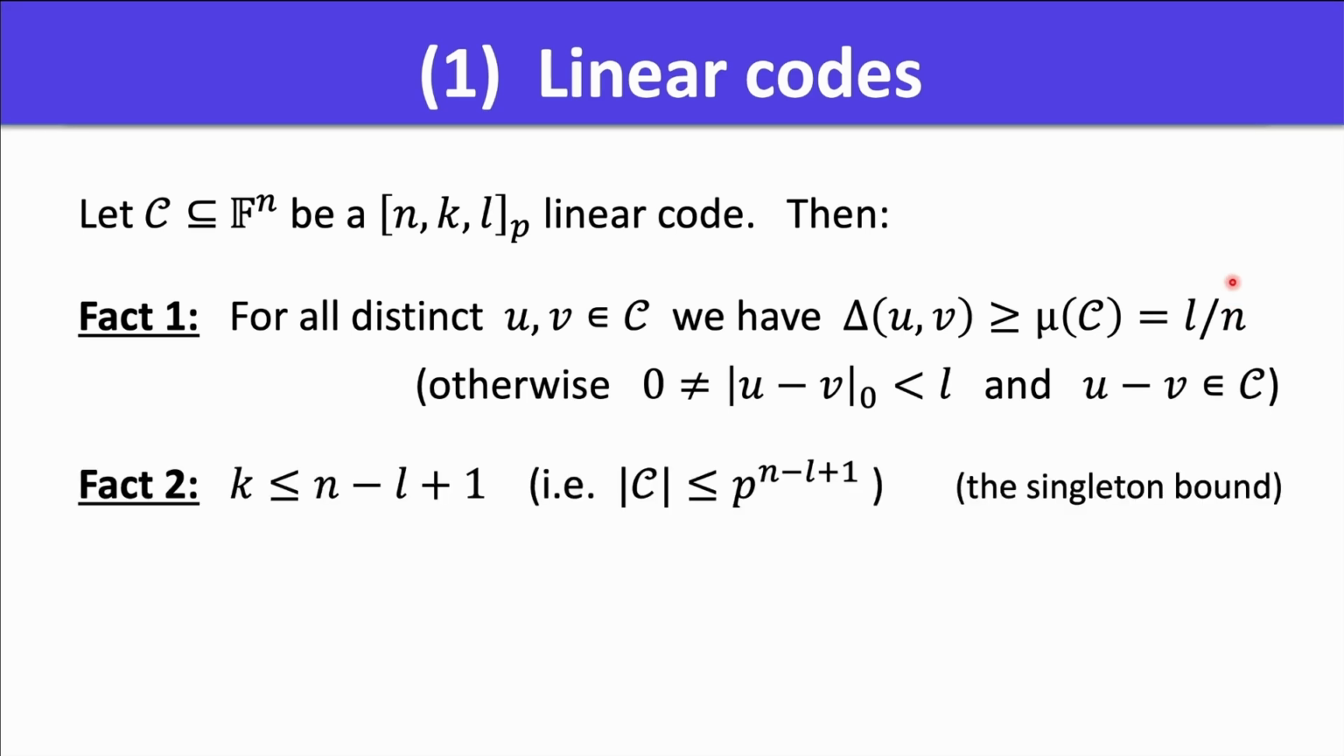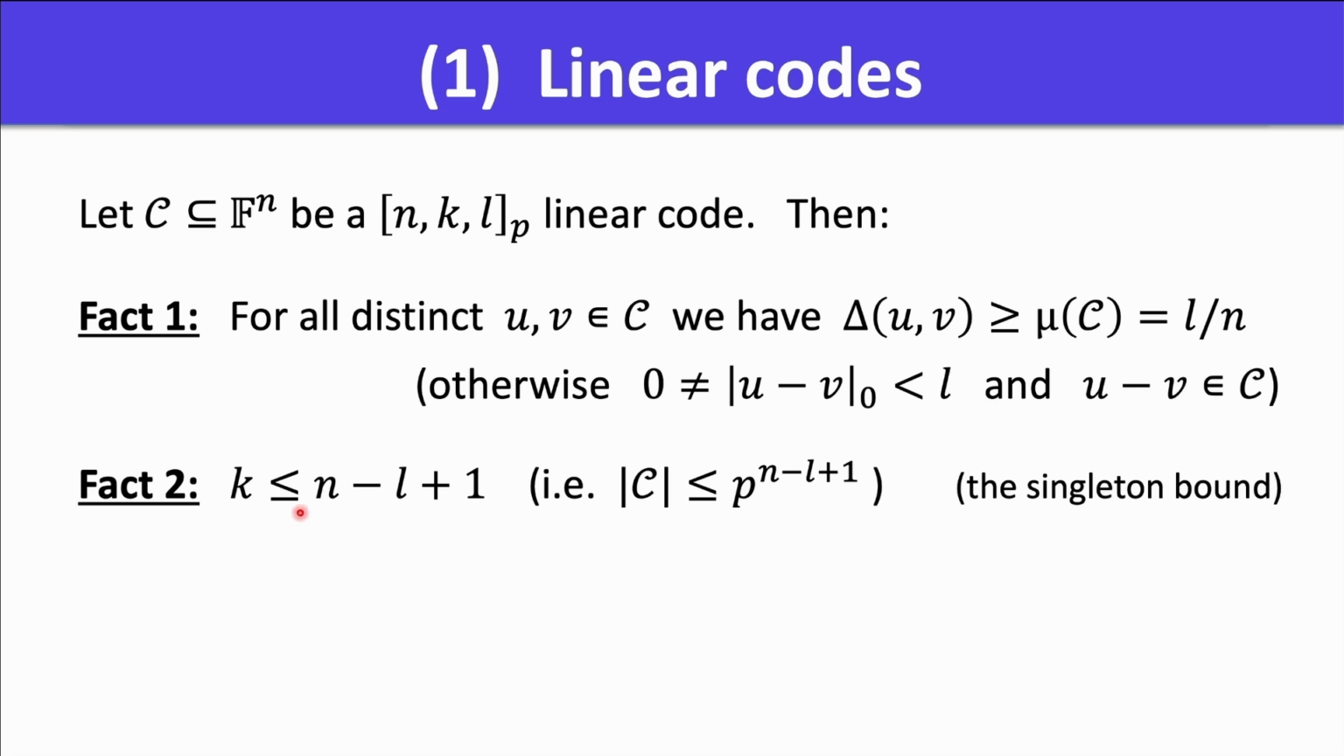The second fact, which is called the Singleton bound, is that the dimension of the code is at most n minus L plus 1. So in other words, the number of words in the code is at most p to the n minus L plus 1. And again, you can see that the larger the minimum distance is, the further away the code words are from one another, the lower the dimension of the code, which means that there are fewer code words in the code.